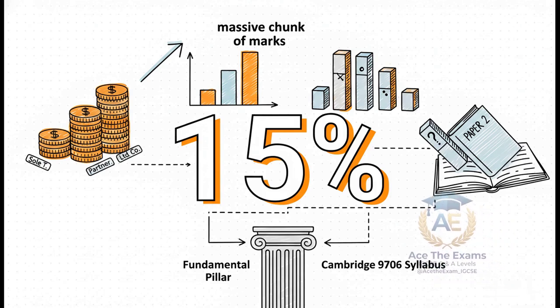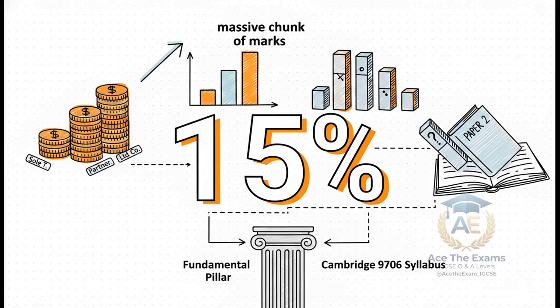This 15% is the fundamental pillar of the entire syllabus. If your conceptual framework is weak here, it doesn't just cost you isolated marks on one specific question. It creates a massive domino effect. It undermines your performance across the entire paper.